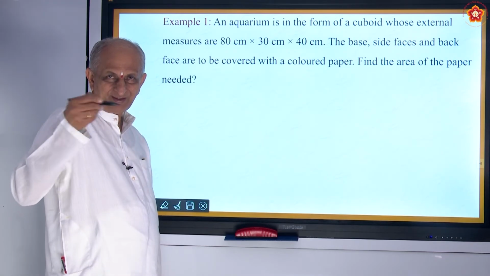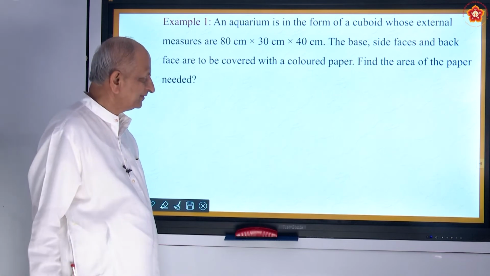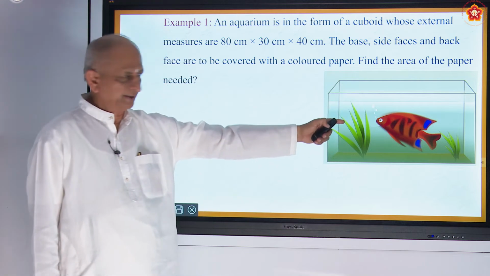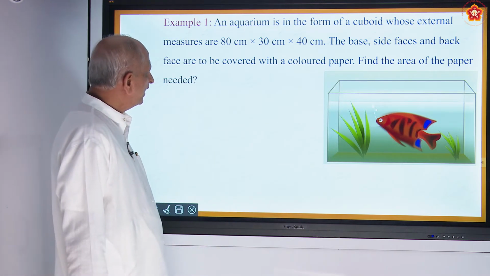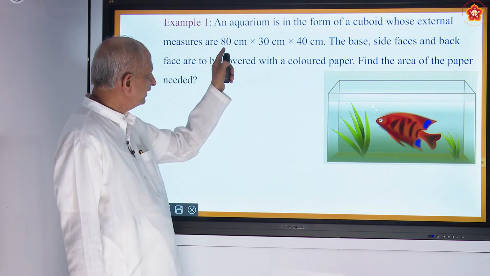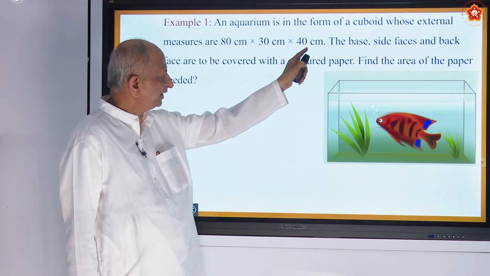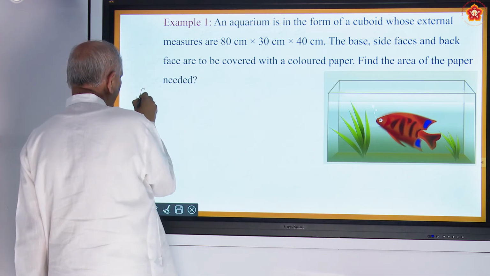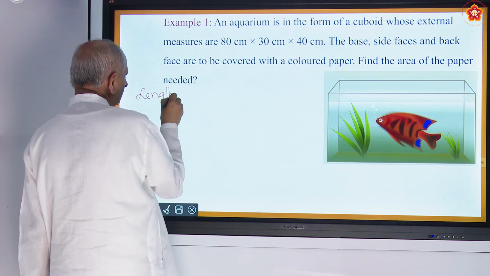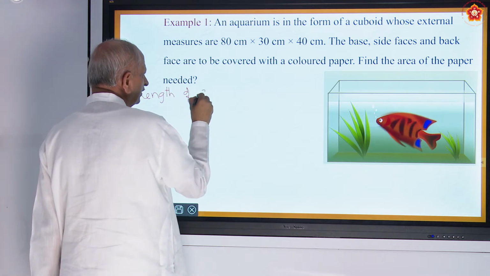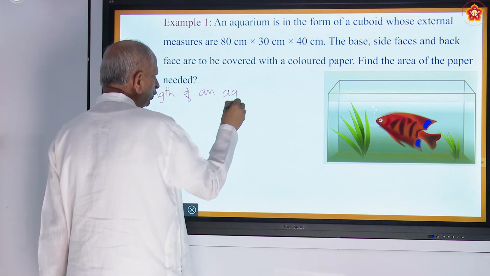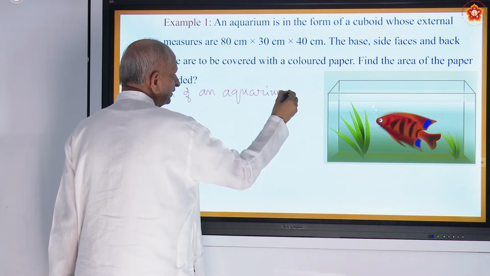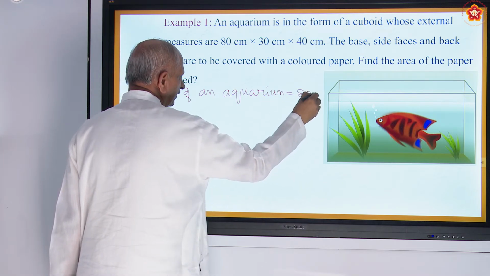Okay. Practice that formula 10 to 15 times. Now, an aquarium is in the form of a cuboid. So, this is the aquarium where colored fishes are put, and whose external measures are 80 centimeters, 30 centimeters and 40 centimeters. So 80 means you have the length of an aquarium, the length of an aquarium is 80 centimeters.